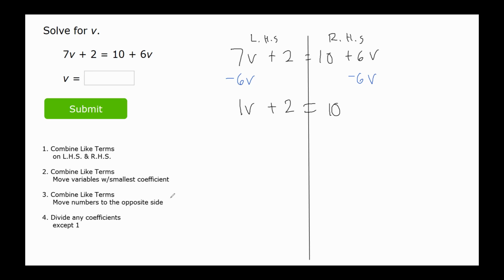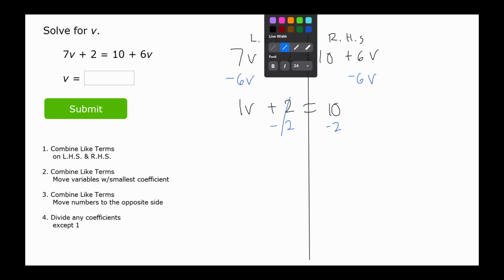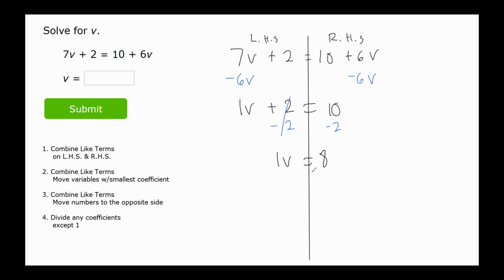Now you're going to combine like terms with the numbers. You're going to move the number to the opposite side. So I moved the variables to the left side, so then I want to move the numbers to the right side. So we're going to subtract 2 because 2 is a positive 2. So we do minus 2 on both sides. So these cross out. So you get 1v equals 8.